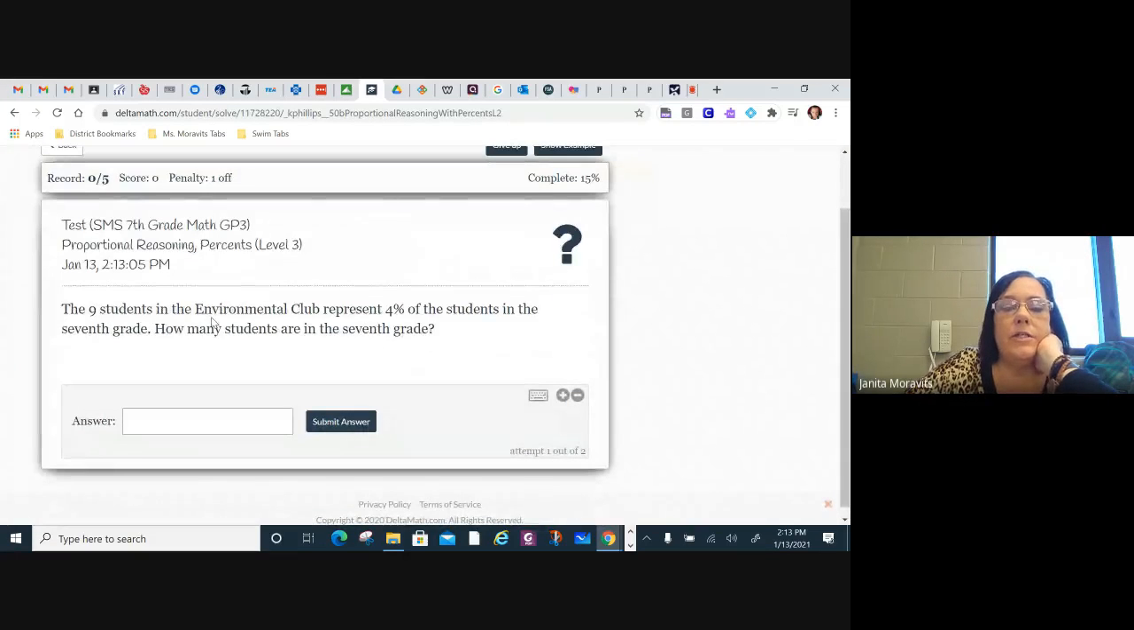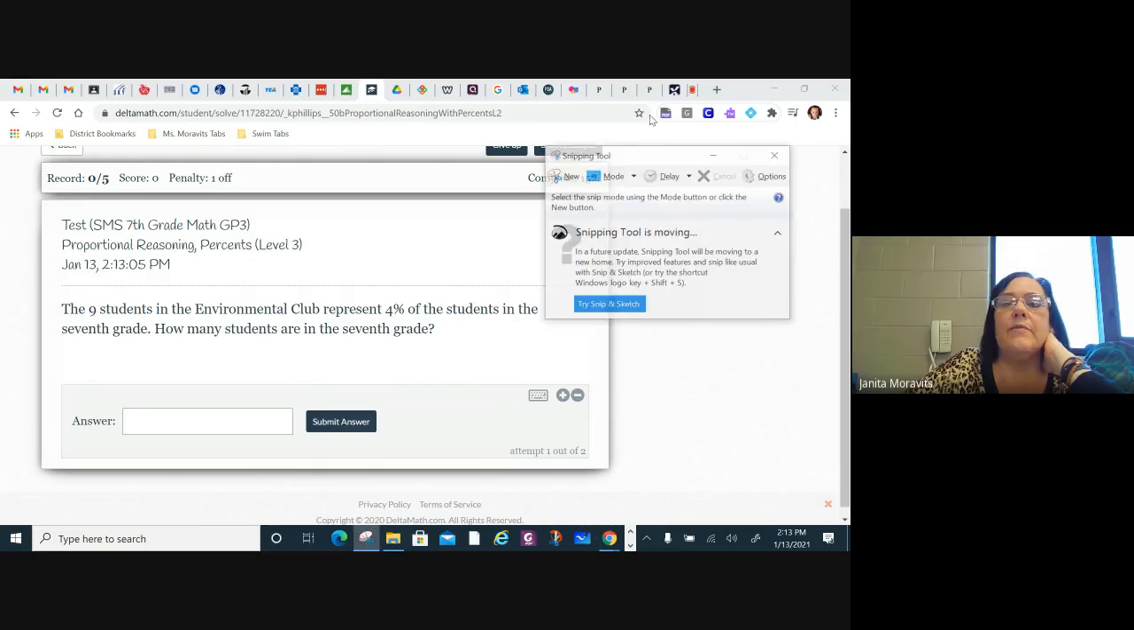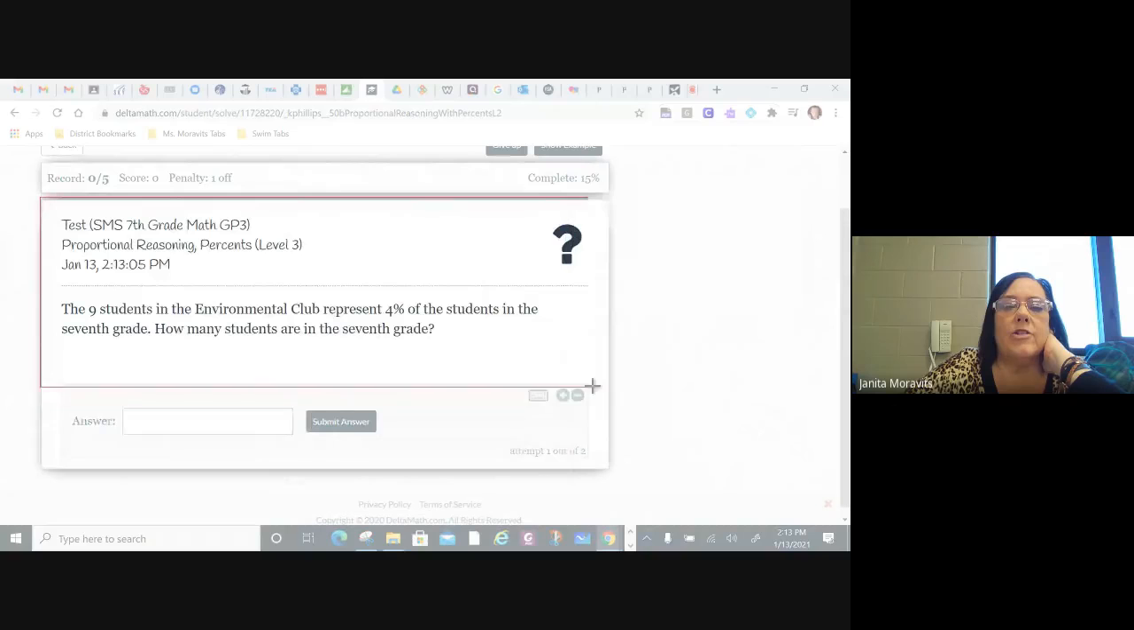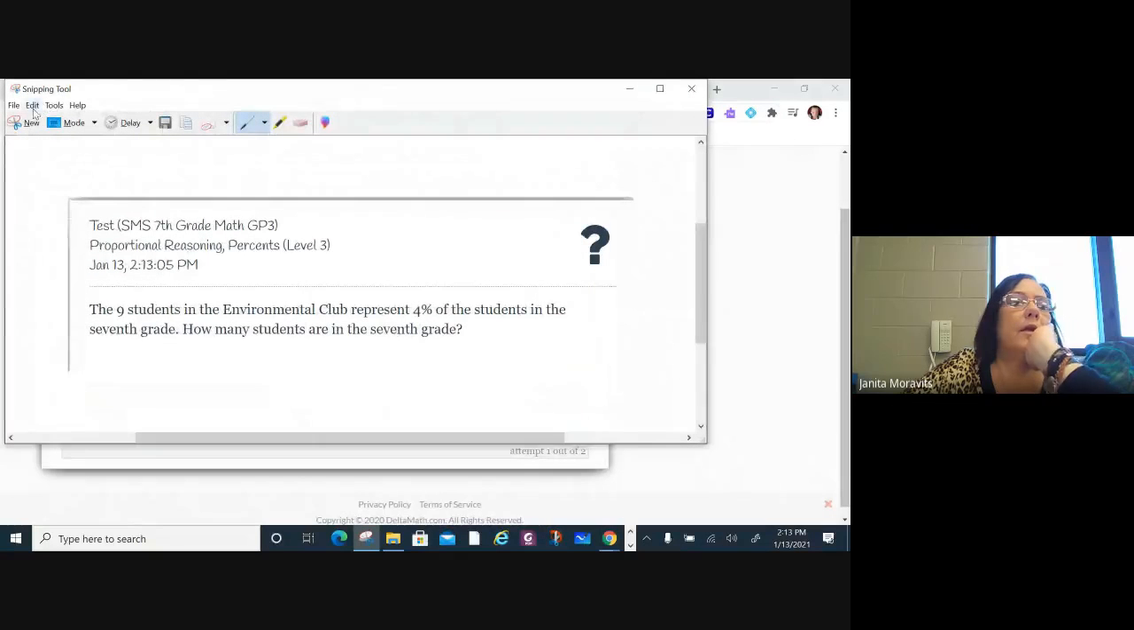The 9 students in the environmental club represent 4% of the students in the 7th grade. Now, we can do this with a chart like they did before, or we can do this a little bit like we did some of those, finding percents of a number, like you're going to see later on. So I want to show you something just a little bit different this time. I'm going to take a snip of this so that we have the question. Actually, we just need this part right here.